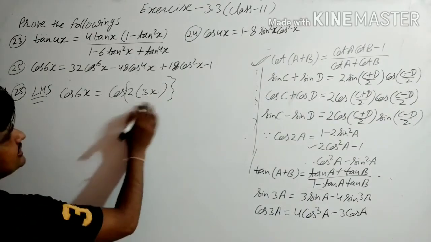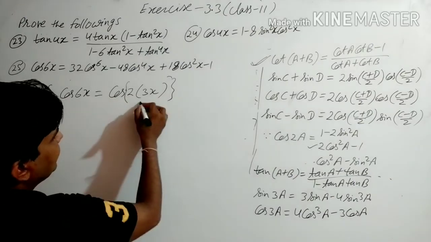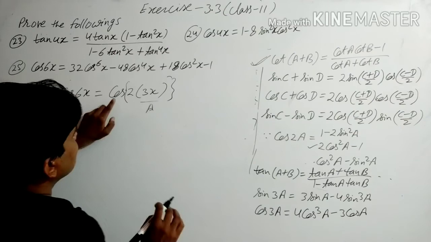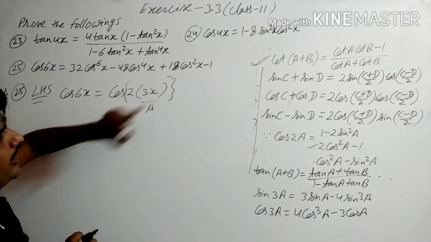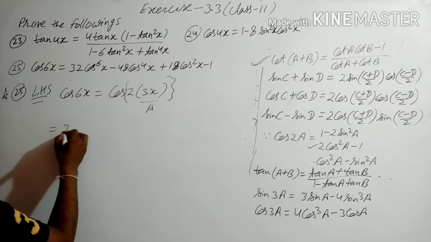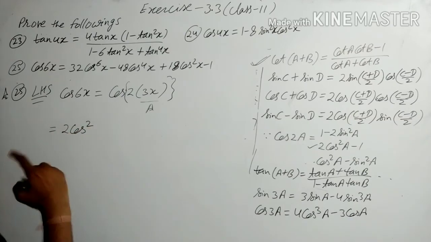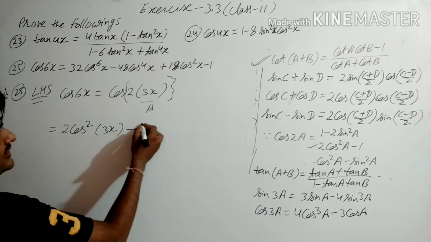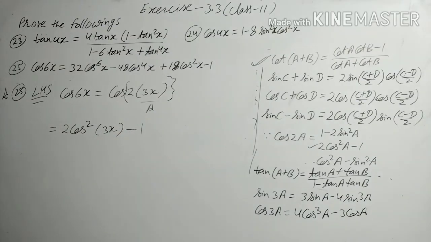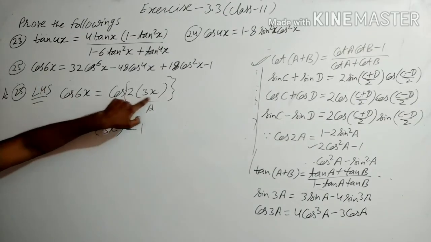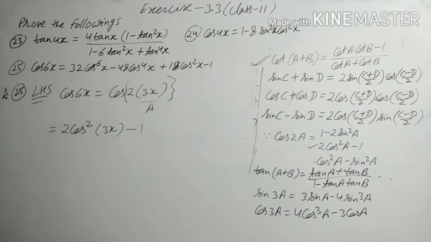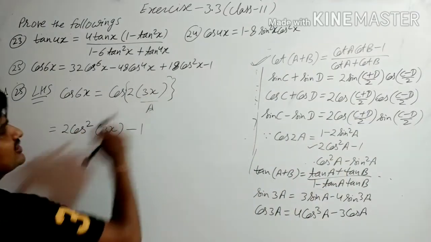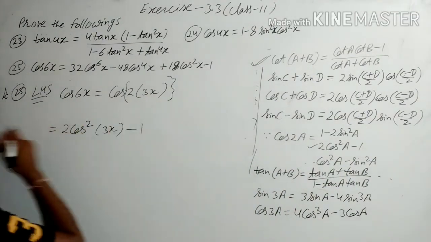Now this is similar to cos 2a. अगर मैं इसको a के जैसे assume करूं, suppose 3x is a, so it can be written as cos 2a, and cos 2a is 2 cos square a minus 1, और a की जगह 3x. Okay, cos 2a equals to 2 cos square a minus 1, और यहां हमारे पास a की जगह 3x, so मैंने a की जगह 3x put कर दिया.